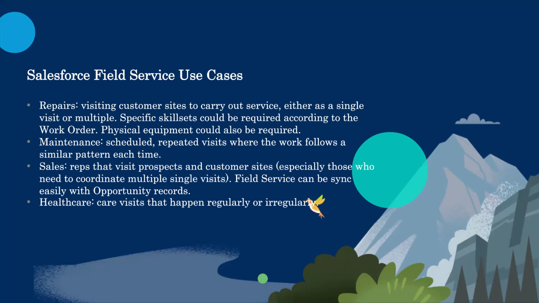Then there is maintenance, which is scheduled visits to make sure that everything's working completely fine. That's the maintenance. It can be an annual maintenance, it can be a once in 6 months maintenance, and all of that. Then we have also got sales, where reps visit prospect customer sites. And finally, there are healthcare visits. Certain healthcare industries also use FSL so that they can remind patients that they need to visit on this particular date for this particular issue. Stuff like that. That's the healthcare visit.